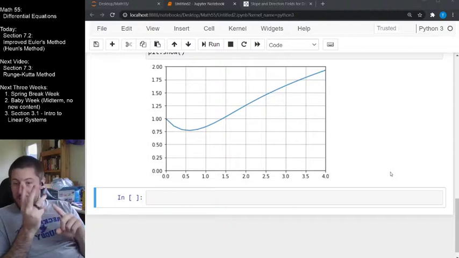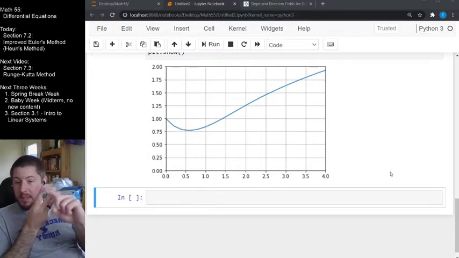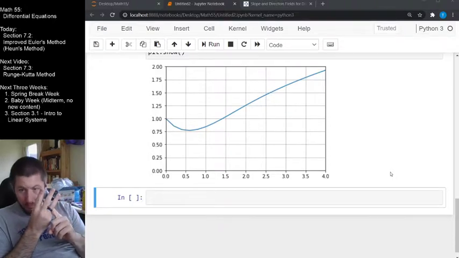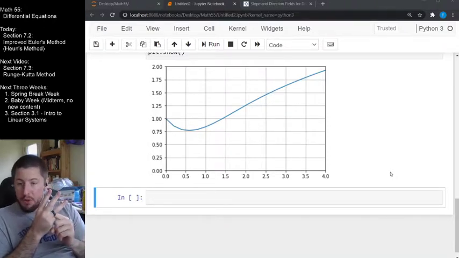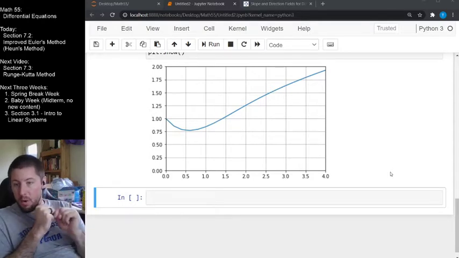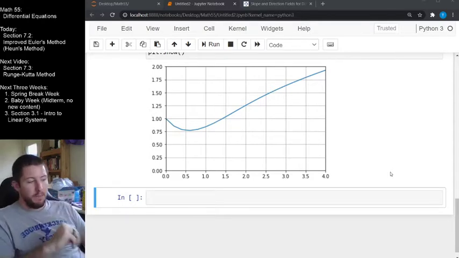And what I'm really interested in is comparing their error relative to that true solution and seeing how the errors change between the two, so that we can prove that improved Euler's is actually an improvement over Euler's and measure the sense in which it's an improvement. All right.